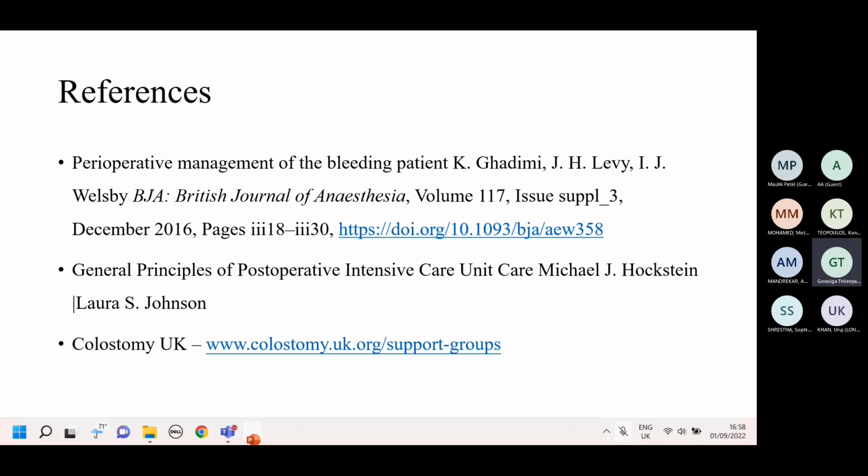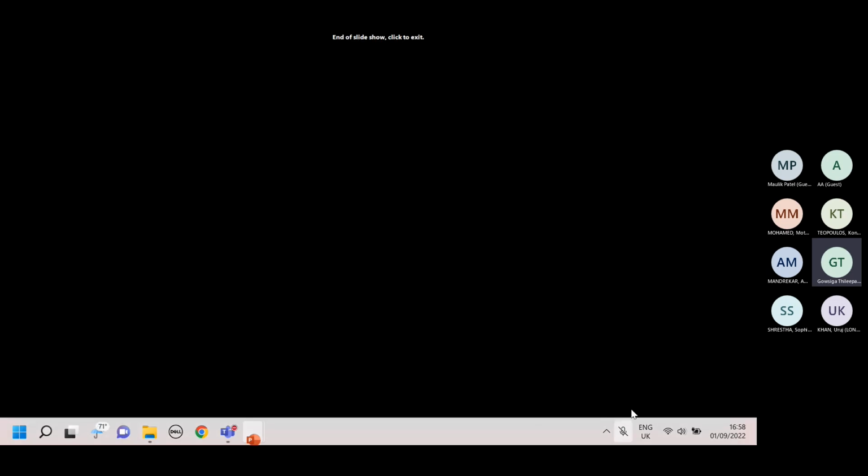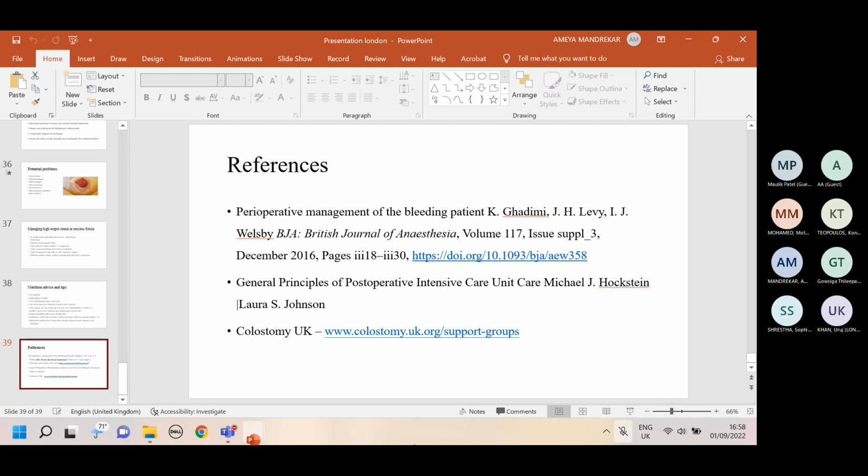Okay, so I mainly considered analgesia and hemorrhage. The other topics will be discussed later, I guess. My references are mainly from the BJA article, and this is the second article. I didn't mention much of the pathophysiology, only the clinical aspects. That's all. Thank you so much. If there are any questions, you can ask me or Ramya.